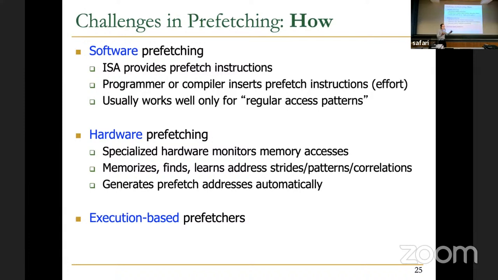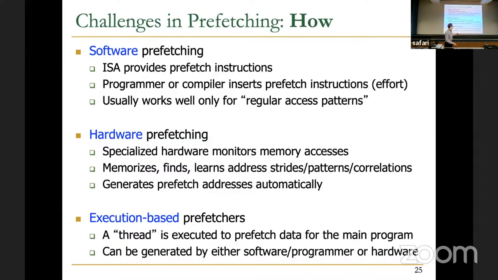Okay, execution-based prefetchers are usually much more powerful. Basically, you generate a thread, and this thread is executed to prefetch data for the main program. This thread is a speculative thread, essentially. It could be generated by either software, the programmer, or hardware. You can imagine writing your programs this way, right? It's not that hard to imagine, because in multi-threaded programming, any thread that you write, you can share data between them. If you know what you're doing, you can generate a specialized thread whose sole purpose is prefetching data for the main program that you're writing. That's your goal. Okay, any questions?